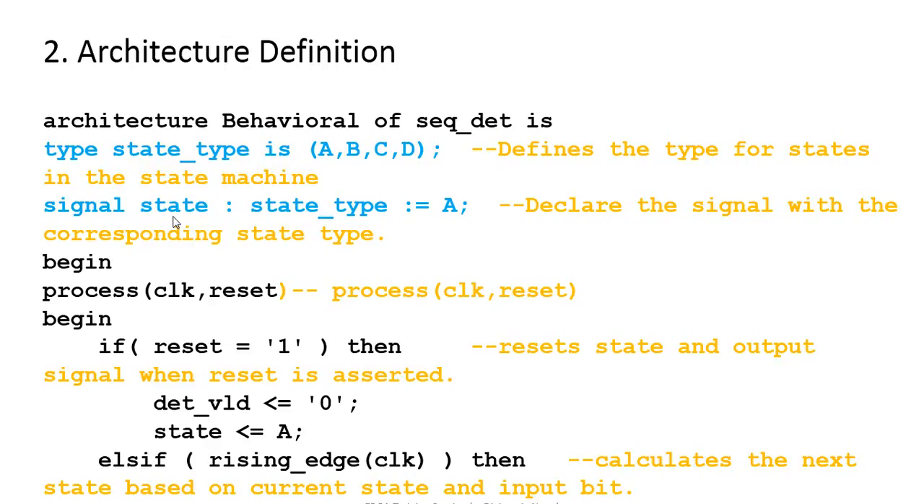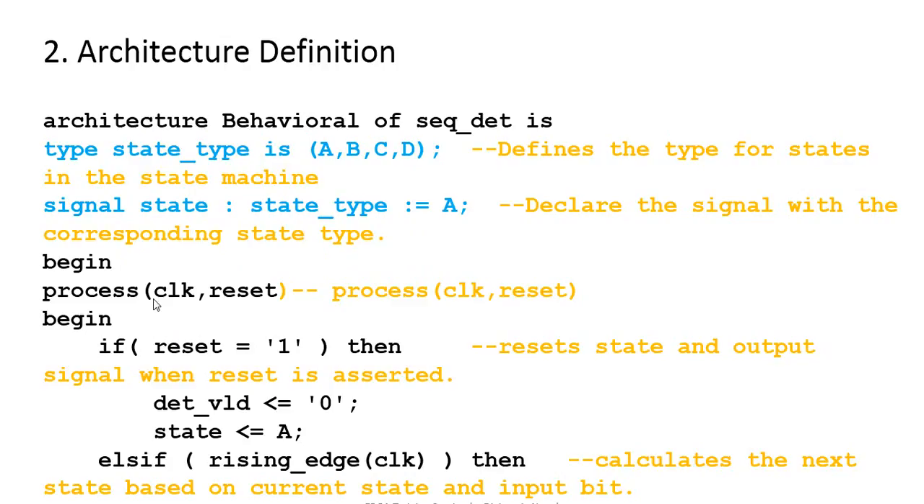As a signal, we already defined it in the previous structural design session. Signal state: state is actually a variable. Signal state colon, which is of type state type. State type is this, and the starting value of this variable will be A. These two lines determine the user-defined data type of state type.